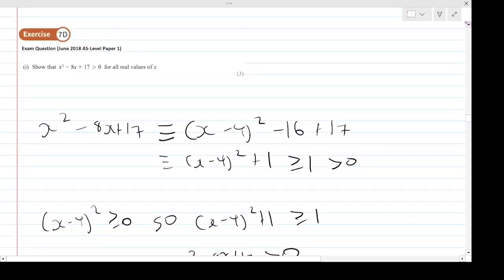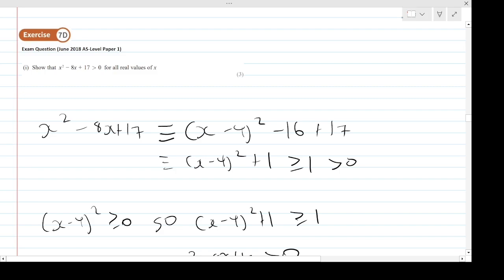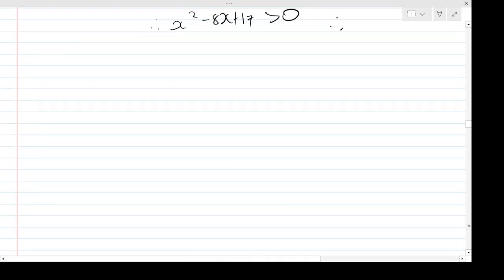And so lastly, this comes up often-ish in exams, so it's useful to know with this type of question: if you want to consider the minimum or the maximum value of a quadratic, completing the square will be very helpful, because that's what the completed square does. It tells you the minimum or the maximum value of a quadratic. Okay, so let's move on.